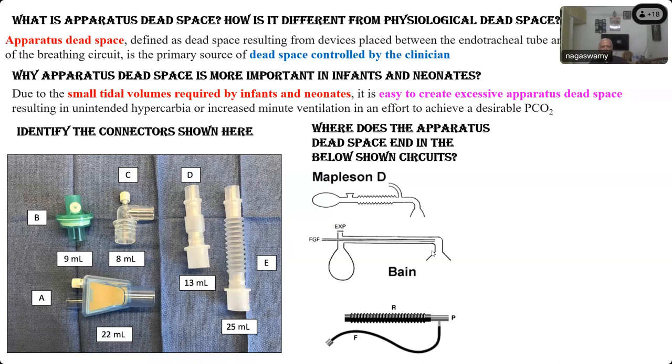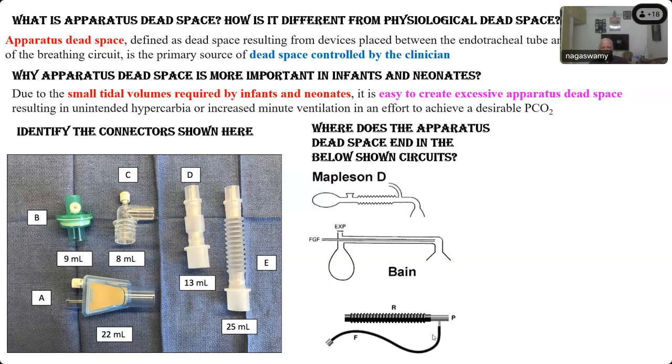And for the Bain circuit, where is the fresh gas flow entering? Just before the APL here. So this is the fresh gas flow, and the dead space will end here itself. As I told you, this is the point of entry in Mapleson D, and for the Bain circuit that point of entry comes almost to the tip. If you attach an endotracheal tube, it comes here. So only this portion is the dead space.